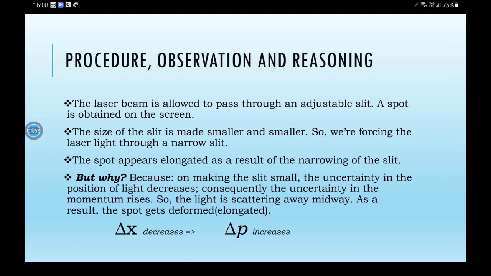I'll make the slit small now. So I'm actually forcing photons to pass through a much narrower passage. Hence, the uncertainty in the position of the photon decreases. As per the uncertainty principle, the uncertainty in the momentum rises.